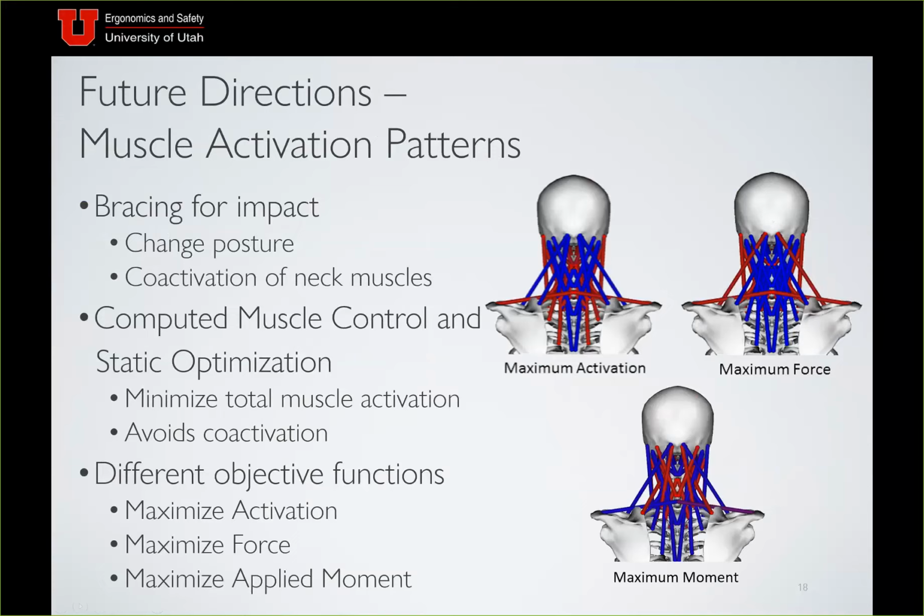So we can look at different objective functions besides minimizing total muscle activation, such as maximizing activation, maximizing force, or, as we developed here at the University of Utah, maximizing applied moment. In the near future, we'll be releasing a tool, a collection of MATLAB scripts, which allows you to look at these different objective functions and the different effects they have on muscle activation patterns, and what that could mean for bracing for impact.